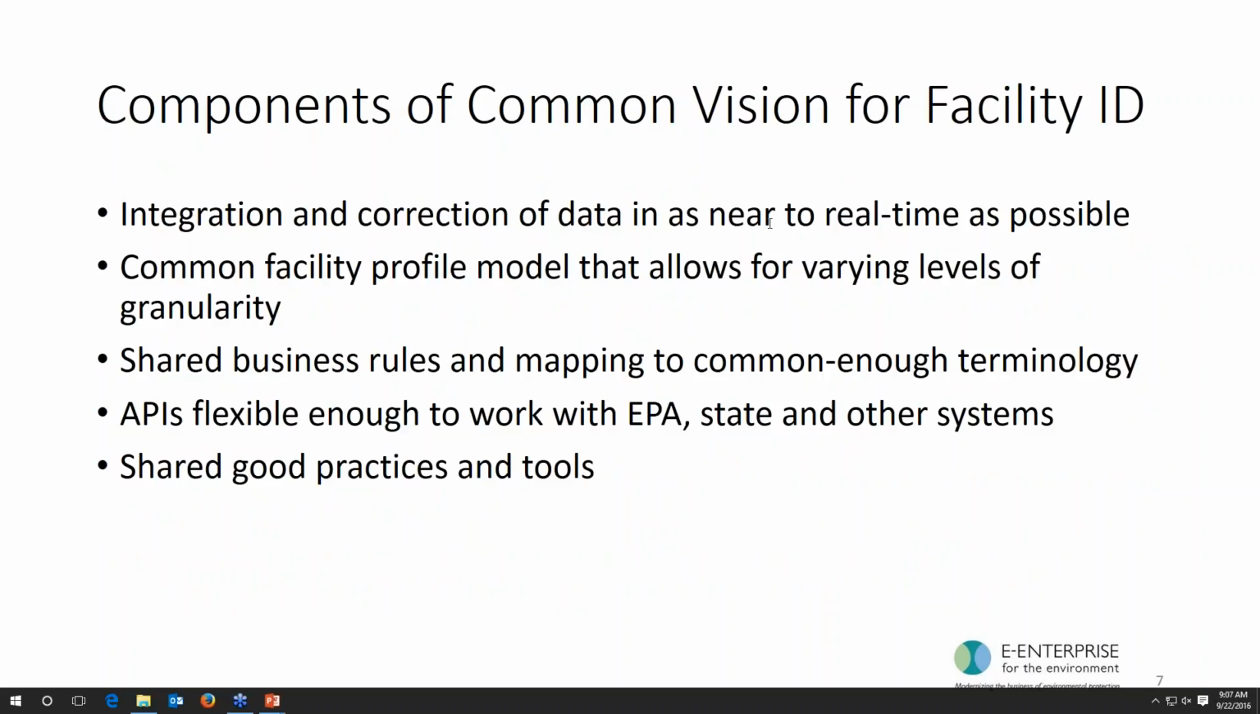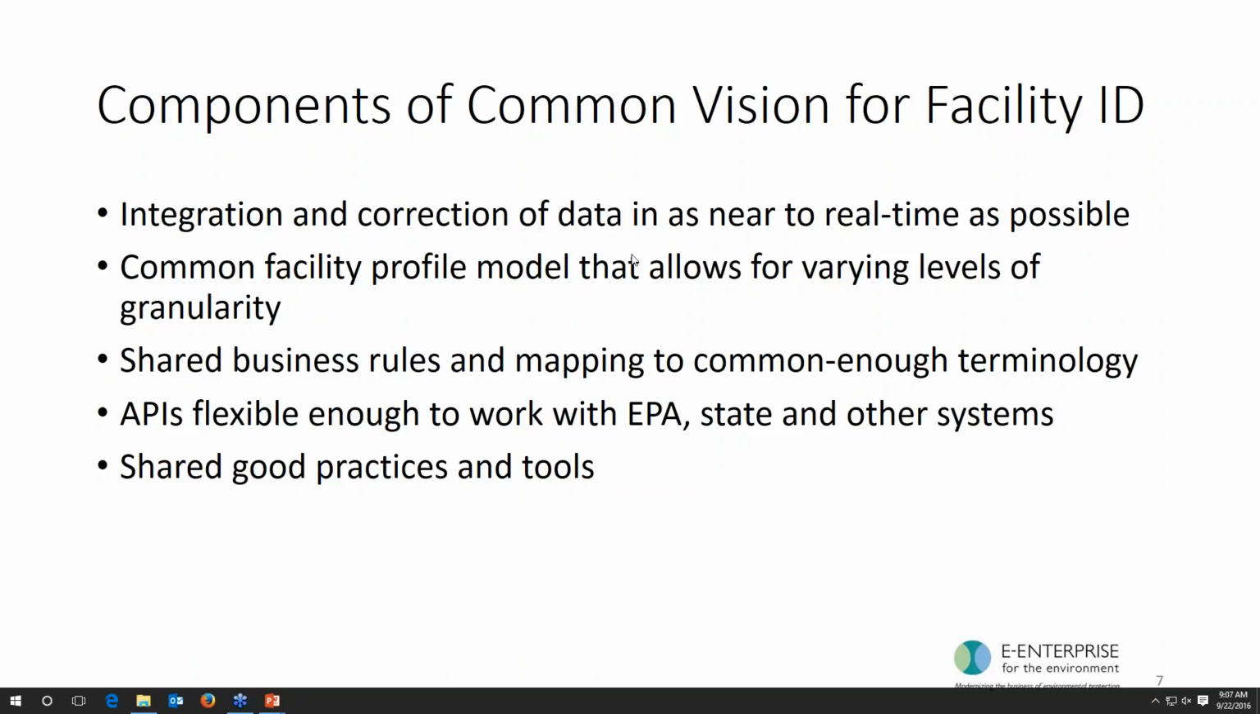So one of the ideas that came out of Phase 1 is the components for a common vision for the facility. It needs to implement or enable e-enterprise goals broadly. The facility integration needs to be integration and correction of data in as near real time as possible. Near time integration may not be possible. It might be in some instances, but in order to have things done accurately and efficiently, it needs to be as real time as possible.